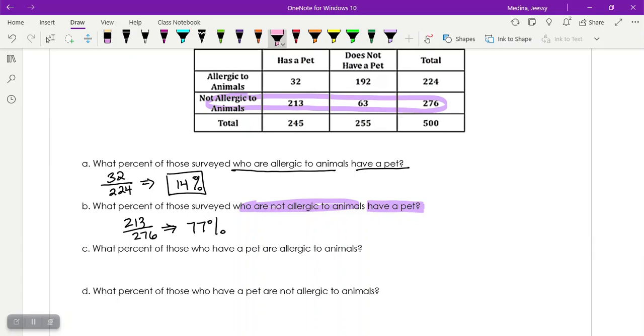What percent of those who have a pet are allergic to animals? So am I looking at everybody that has a pet or everybody that's allergic to animals? No? Read it again. It's all of those that have a pet. So we're looking at everybody that owns a pet. Out of those, which ones are allergic to animals? So 32 out of 245. And what percent is that? 25?